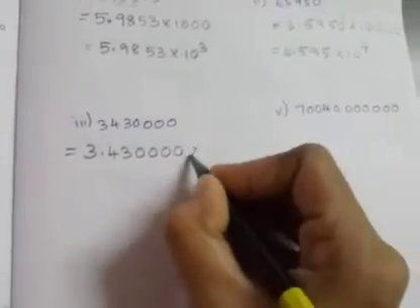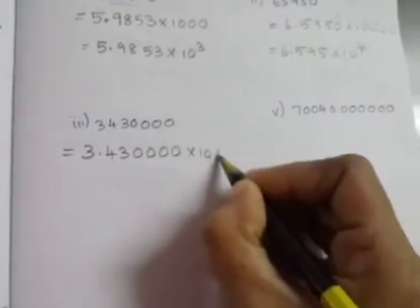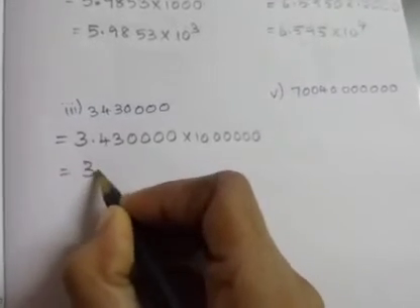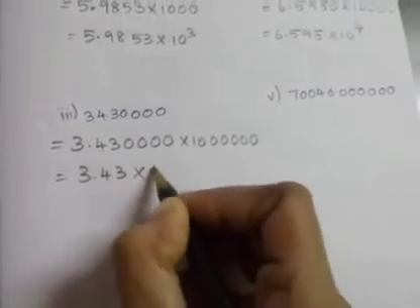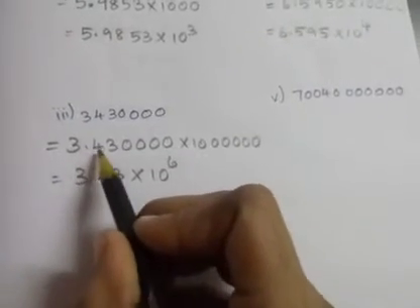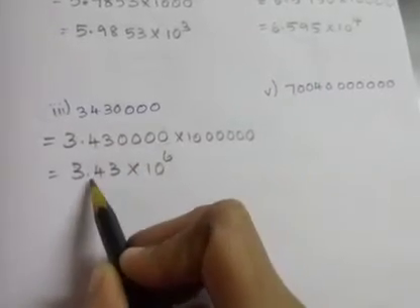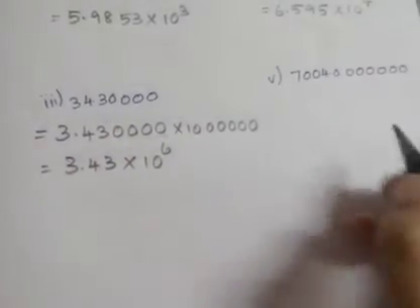3.43000 into 1 2 3 4 5 6. So how will you write? 3.43 into 10 power 6. Okay, because 3.430000, 6 digits are there, so 3.43 into 10 power 6.